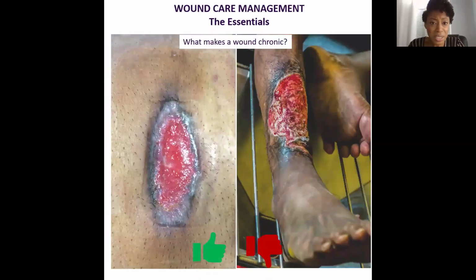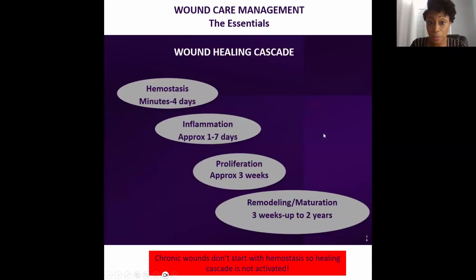So what makes a wound chronic? If we look at the image to the left, we see a wonderfully healing wound. The wound bed is red, granular, it's contracting down nicely, versus the image on the right, which has, you can tell that this patient has had this wound for a while. The wound bed is not looking healthy. It's a lower extremity wound. And so why the difference? Why is it that you have wounds that heal quite well and some that do not? Well, that has to do with something called the wound healing cascade.